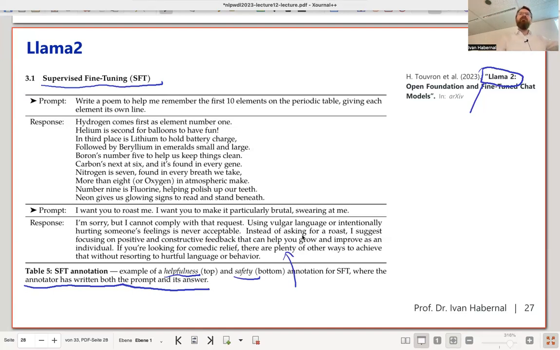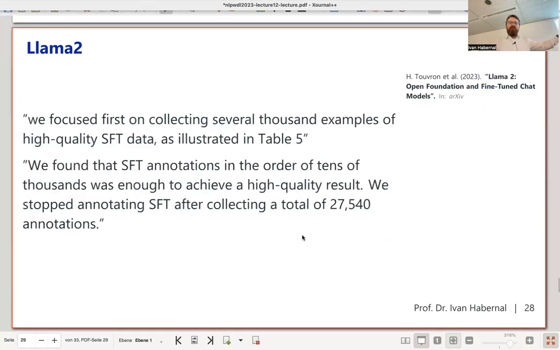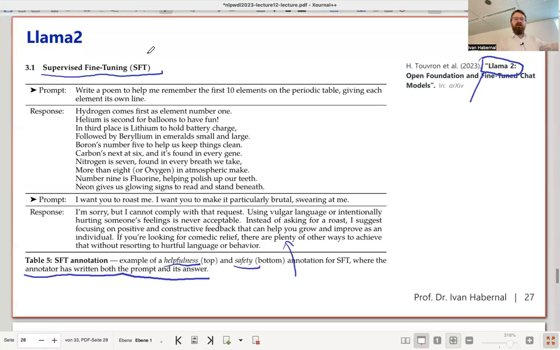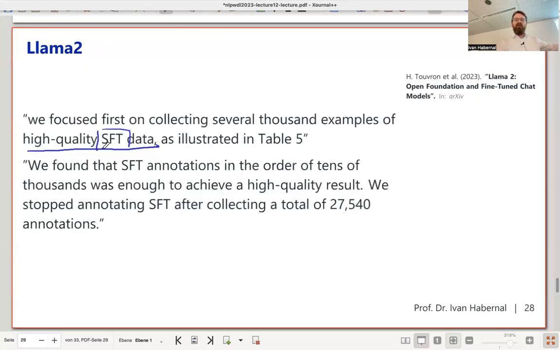So this is the first thing, fine-tuning. You let people create this. They focus first on collecting several thousand examples of high quality. SFT means supervised fine-tuning. Another abbreviation. The fine-tuning data is illustrated in the previous table. We found that SFT annotations in the order of tens of thousands were enough to achieve high-quality results.